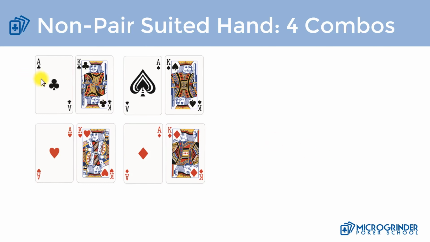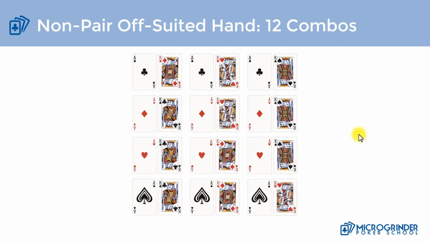For example, Ace of Clubs King of Clubs, Ace of Spades King of Spades, Ace of Hearts King of Hearts, and Ace of Diamonds King of Diamonds. Now, if you're dealt Ace King off-suit, there are 12 different ways in which you can be dealt that hand, and they're all listed here on the slide. I'm not going to list all of them because it would take up too much time in this video, but just understand that there are 12 different ways.